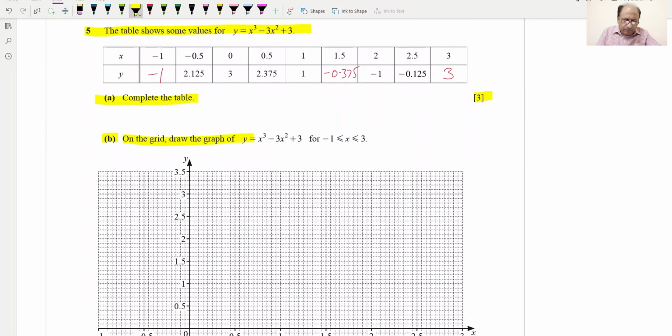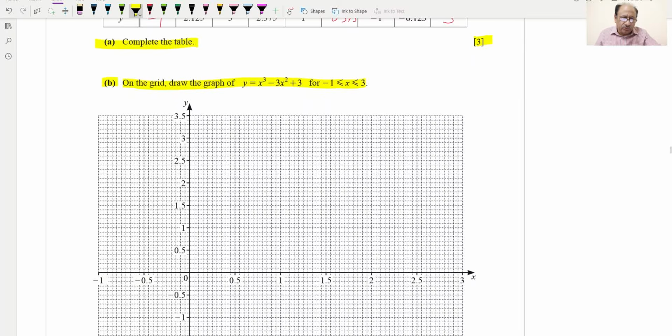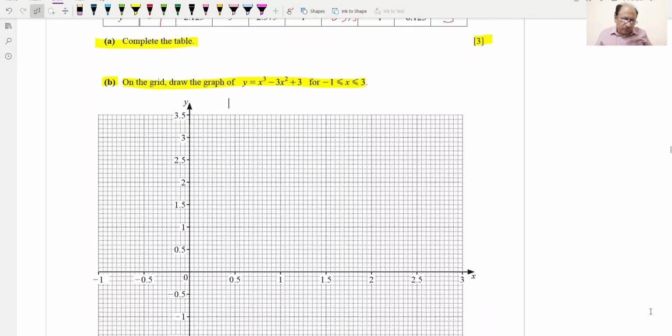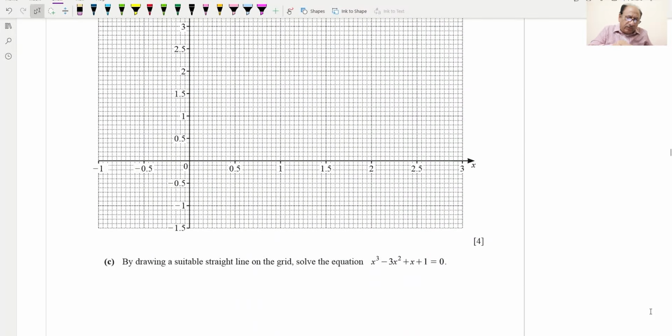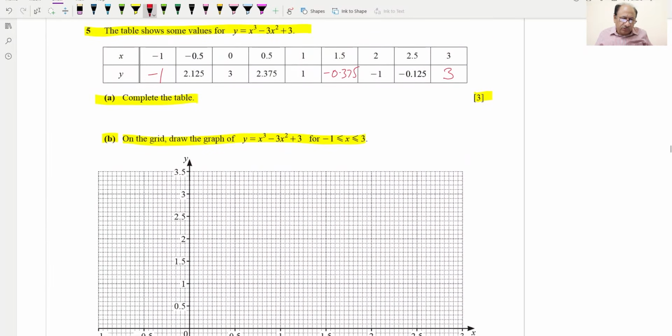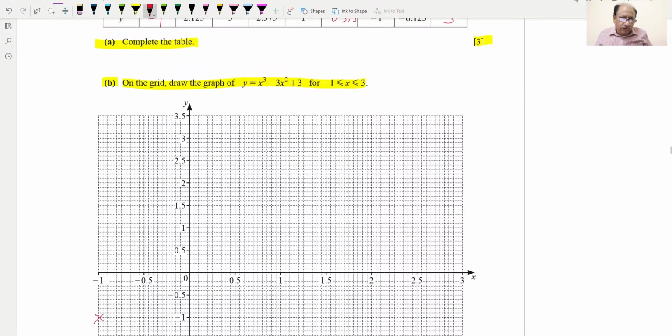B part, on the grid, draw the graph of this one. So this table of values we have to use and draw the graph on the given grid. So first one is -1, -1. -1 will be this point, and the second point is -0.5 and 2.125, which will be over here, and the third point is 0 and 3. 0 and 3 is here.